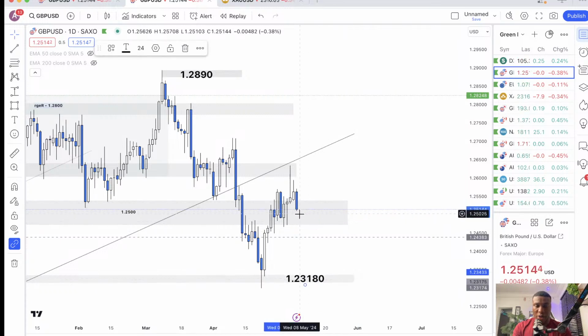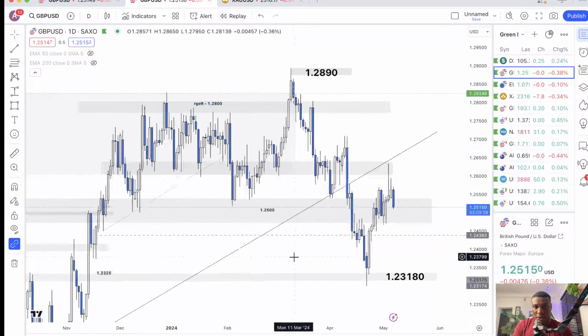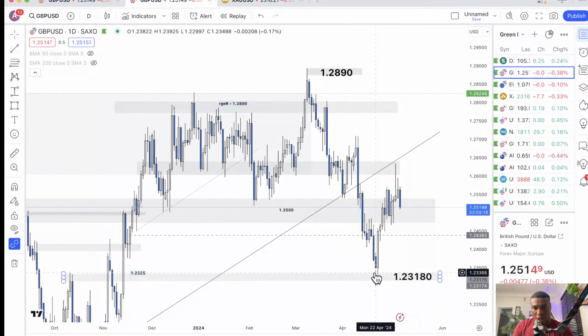So if this bearish move is continuous, or we have a bearish follow-up that closes below this significant level, then I expect a rally down for a retest at this support level that we created here in April.